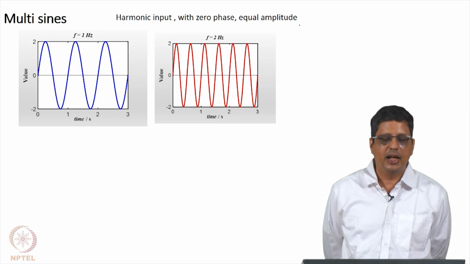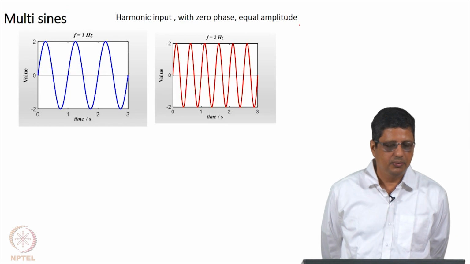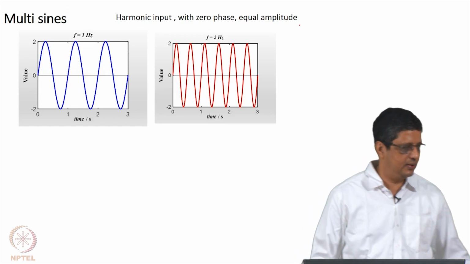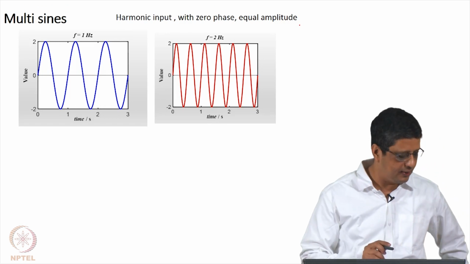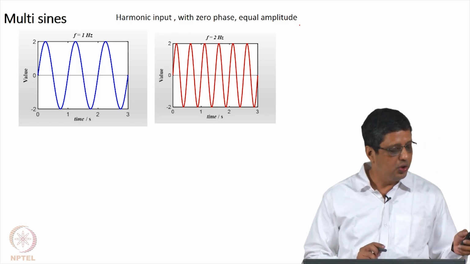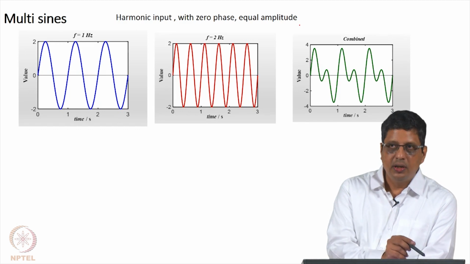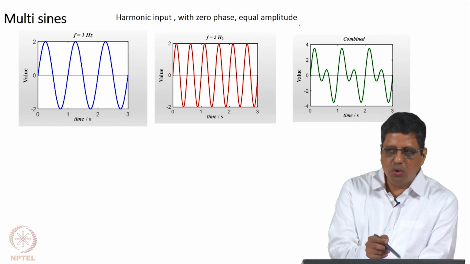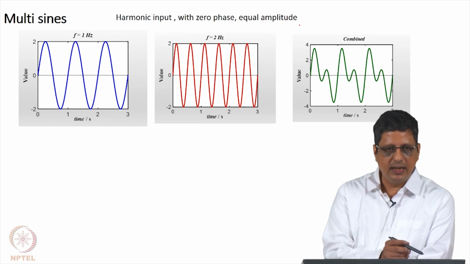What happens when I add two sine waves? In this example, I have shown you 1 hertz and 2 hertz. I have shown them as continuous lines, it is of course generated using discrete points. You can see the combined wave, they have 0 phase, they have equal amplitude of 2, whatever that value is, it is not specified whether it is volts or millivolts or anything.